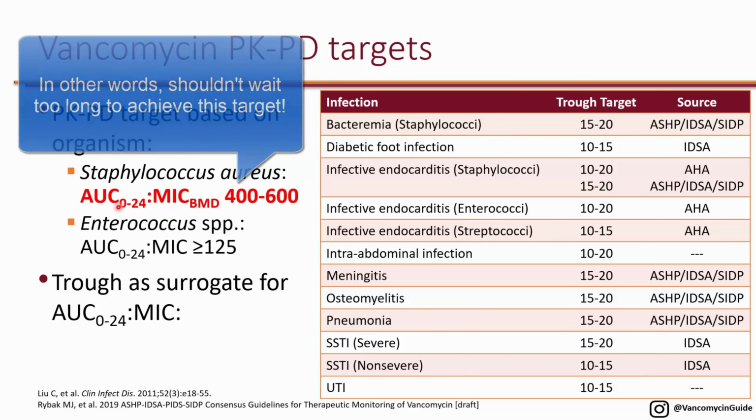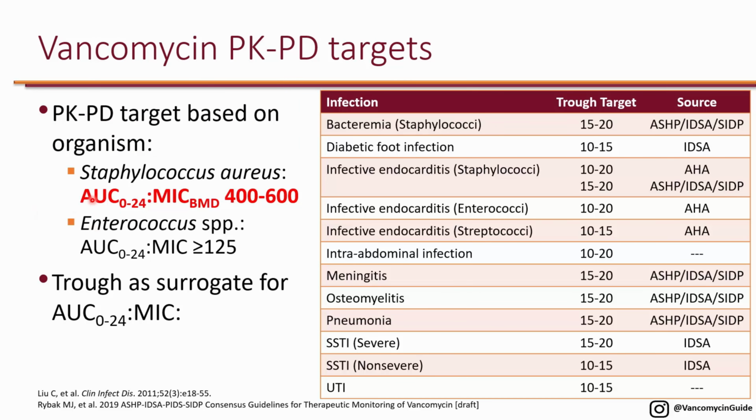Now, historically, it has not been practical to calculate AUC. So a lot of guidelines have used trough as a surrogate for AUC to MIC. Especially that 2011 guideline used trough as a surrogate for AUC to MIC. So as you see different guidelines for different infections, instead of an AUC to MIC target of 400 to 600, a lot of these older guidelines actually have trough targets. They would say for severe infections, a trough target of 15 to 20, and for less severe infections, such as diabetic foot infection, 10 to 15.